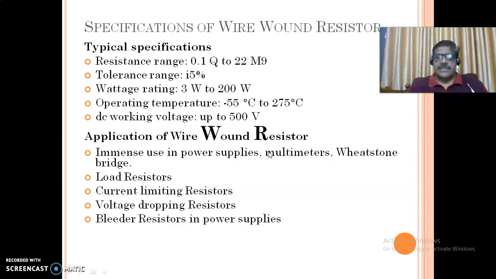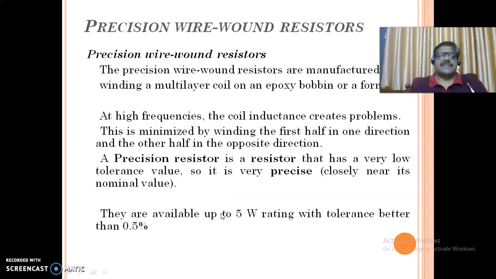Application of wire wound resistors: immense use in power supplies, multimeters, Wheatstone bridge. Next application: load resistors, current limiting resistors, voltage dropping resistors, bleeder resistor in power supplies. So these all are the main application of wire wound resistor, that is power wire wound resistor.